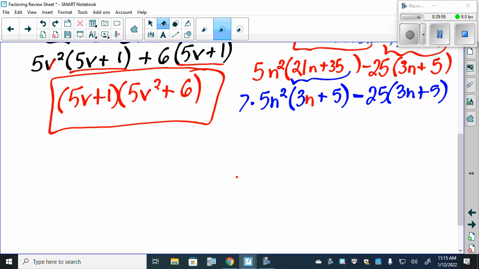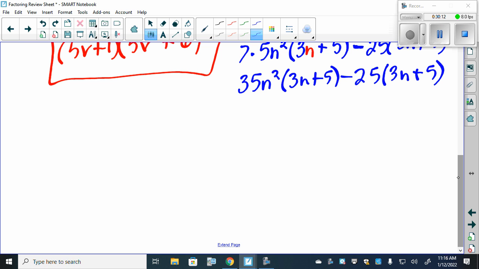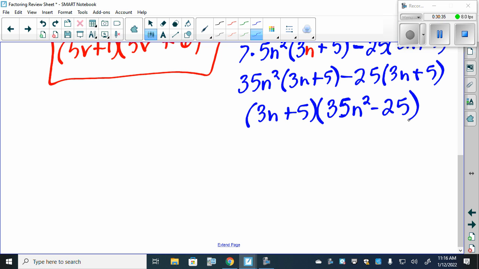Now, 7 times 5 is 35n squared times 3n plus 5 minus 25 times 3n plus 5. I did that just so we can have the one term, so we're not trying to do two steps at once. Just the 7 times 5. Now, both of these do have a greatest common factor of 3n plus 5 times 35n squared minus 25.